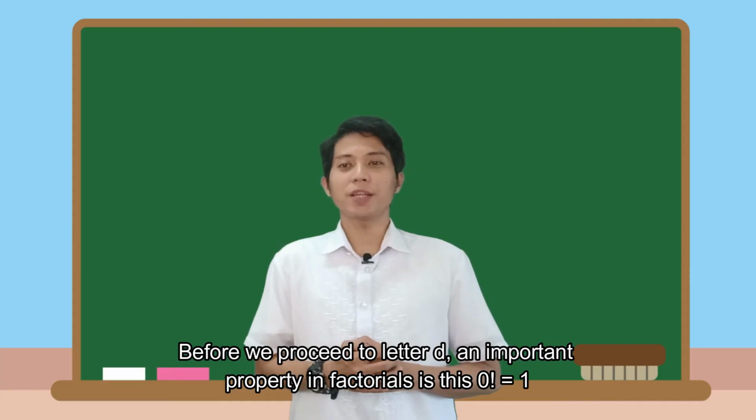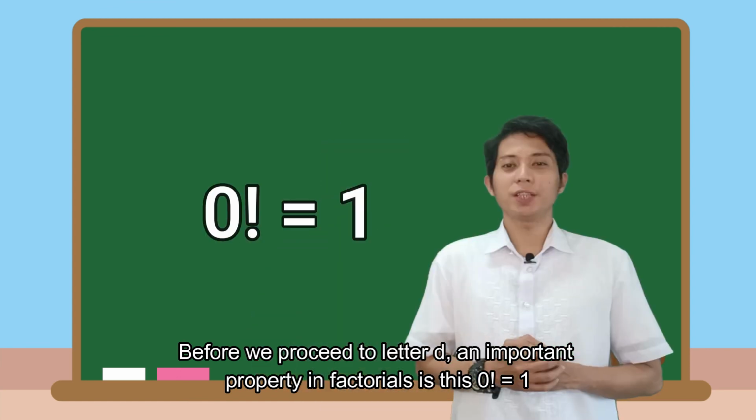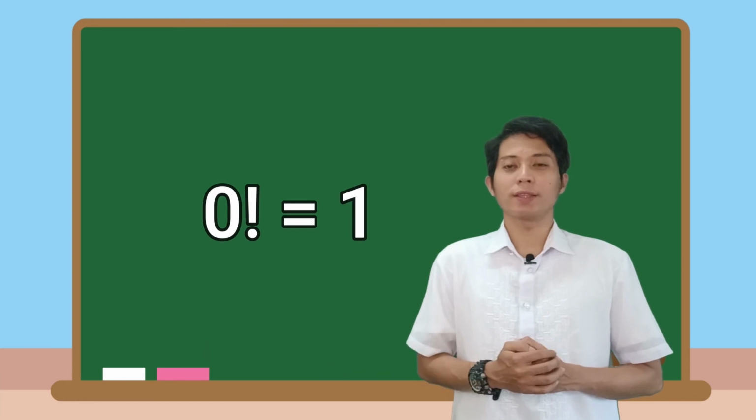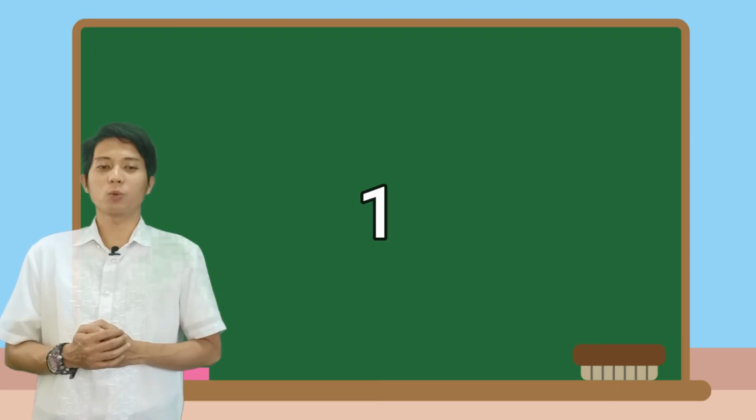Before we proceed to letter D, an important property in factorials is this. 0 factorial is equal to 1. Let us apply this property in answering letter D. Letter D, 1 factorial all over 0 factorial. 1 factorial equals 1 and 0 factorial equals 1. Thus, we have 1 factorial over 0 factorial equals 1 over 1. And 1 divided by 1 is equal to 1. Thus, the correct answer is 1.